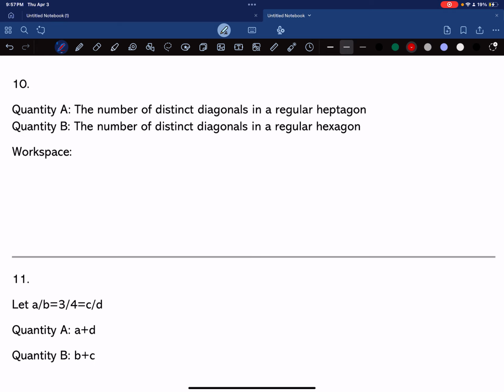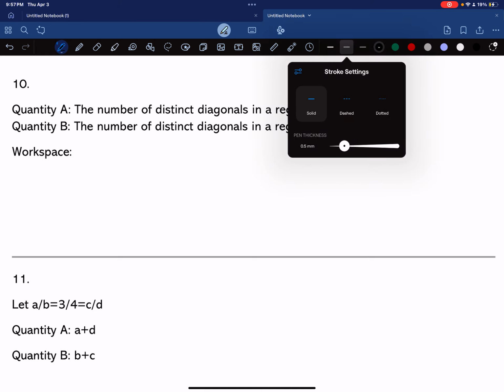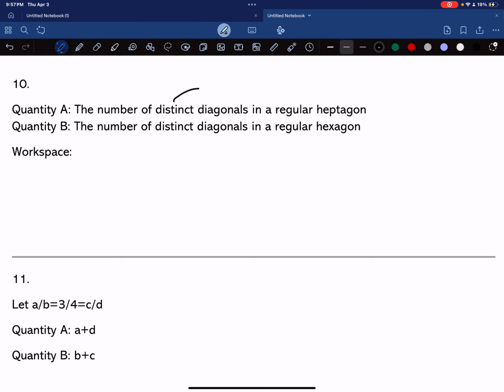Number of distinct diagonals in a regular heptagon. Number of distinct diagonals in a regular hexagon. Now this word distinct, it was my worst nightmare because I never knew what it meant until the day of the exam. Distinct means different. They will never use the word different in an umtymp test. They will use this annoying word distinct, alright? So memorize what it means. It just means different, like not the same.